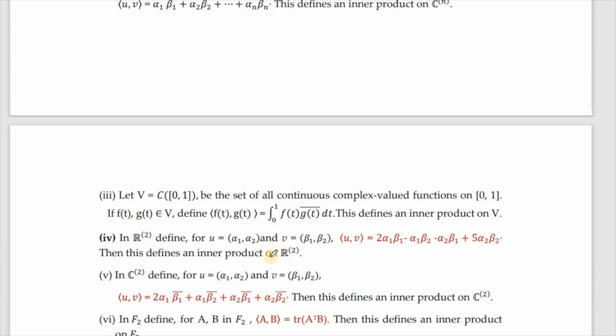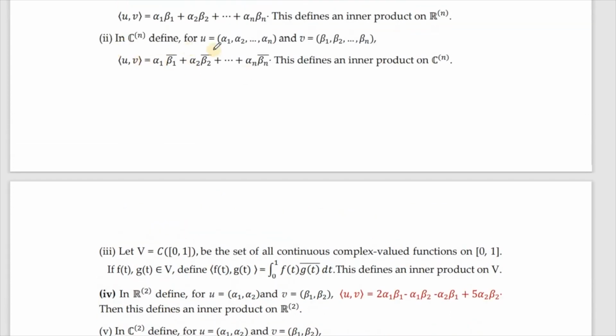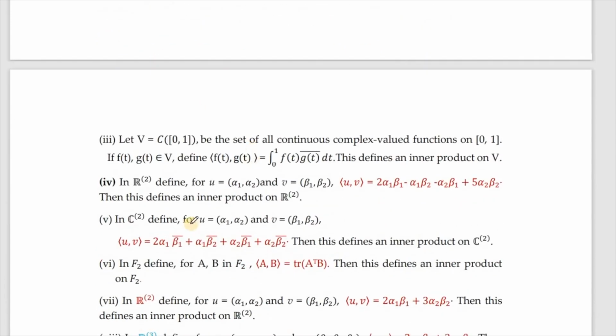That is the standard inner product. In problems, if nothing is mentioned, the standard inner product is to be taken. Otherwise, depending on the inner product given in the problem, if further calculations are to be done, we have to calculate with that one only. In C2 we define another way. Already we know the standard way of defining the inner product. This is another way of defining it. You can have it as 2 alpha 1 beta 1 conjugate plus alpha 1 beta 2 conjugate plus alpha 2 beta 1 conjugate plus alpha 2 beta 2 conjugate. Then we can verify that this also defines an inner product on C2.